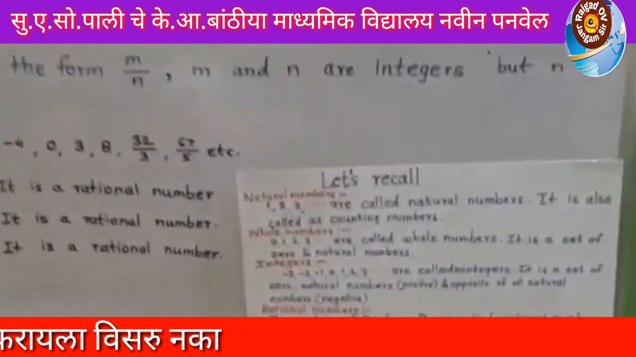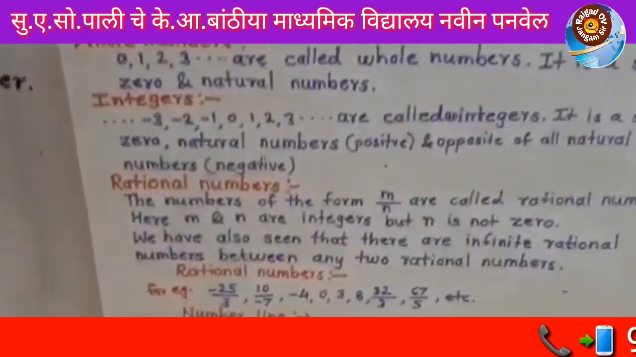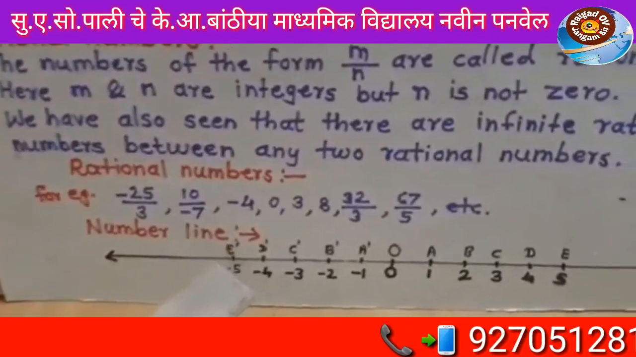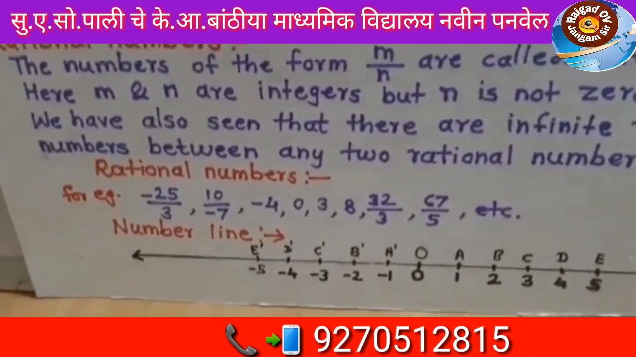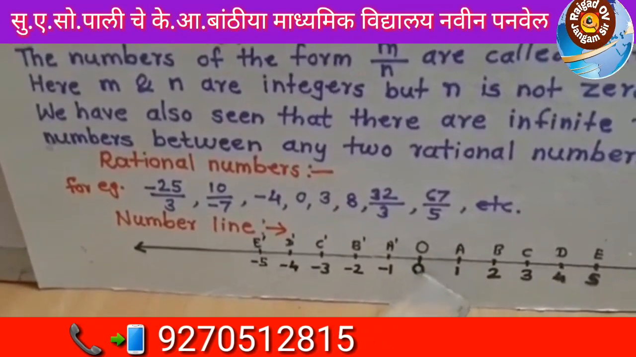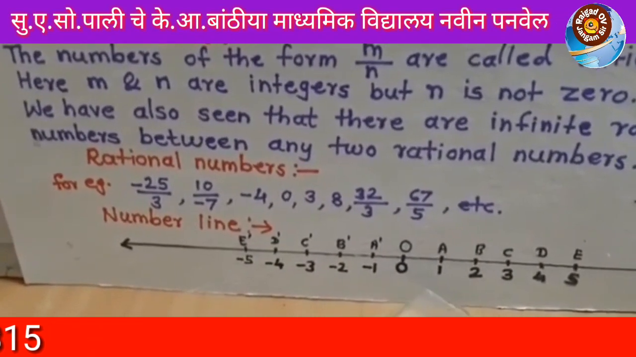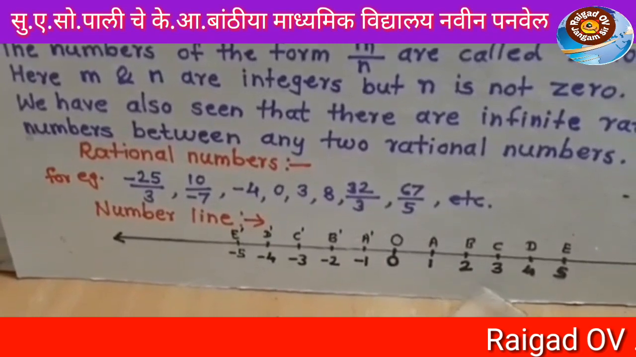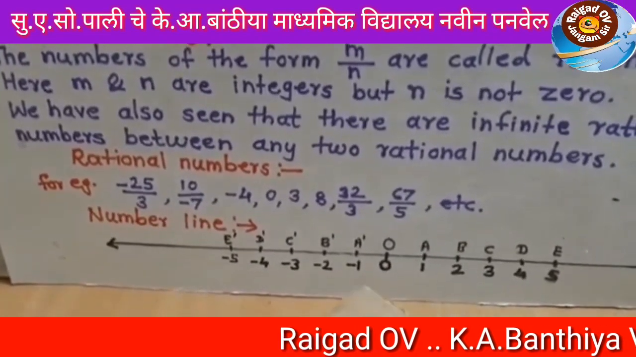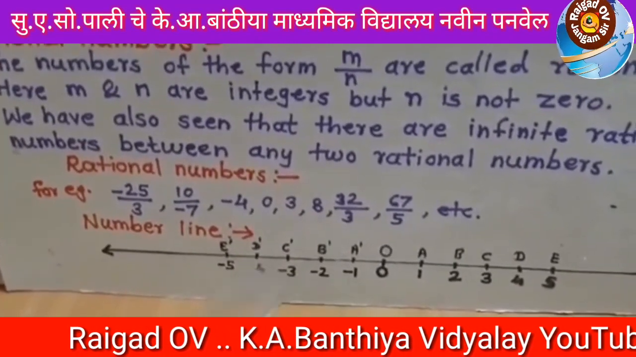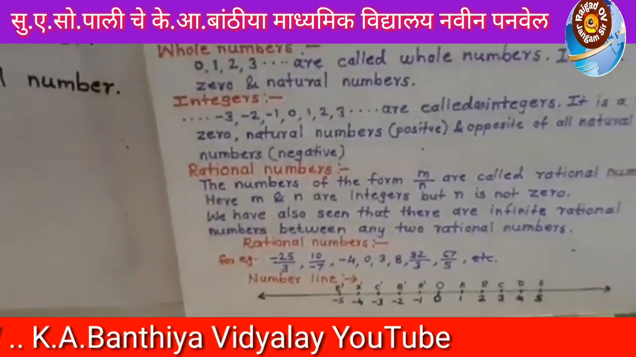Students, we studied number line in previous standard. This is a number line. Take midpoint as 0 and right to 0 take positive numbers, and left to 0 take negative numbers.